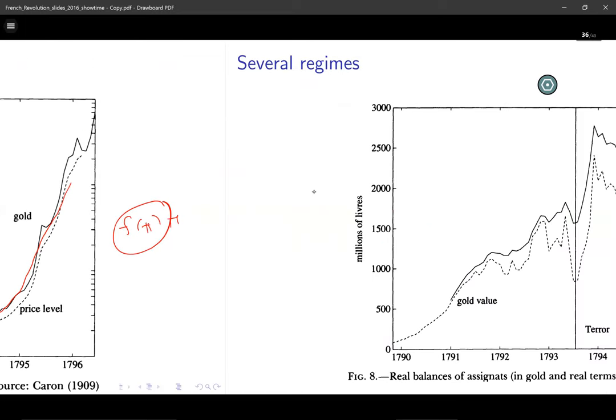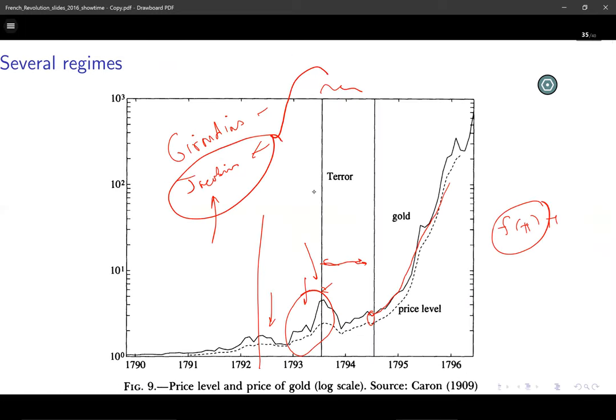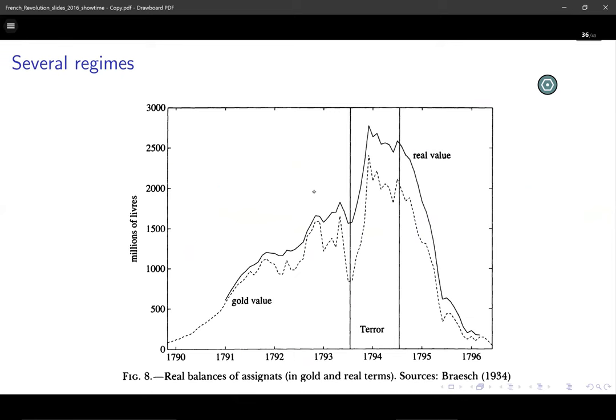Okay, so here's what happens. There's one picture. Here's what happens to the real value of government, of the real value of assignats. So these are basically assignats divided by the price level. So during this early period, look what's happening. When you're issuing lots of these assignats, the real value of these assignats is actually increasing.